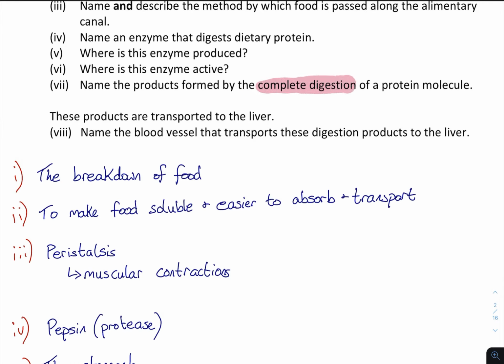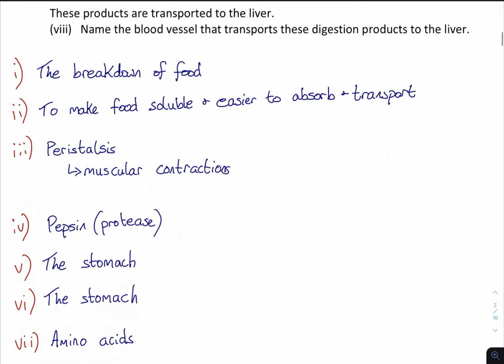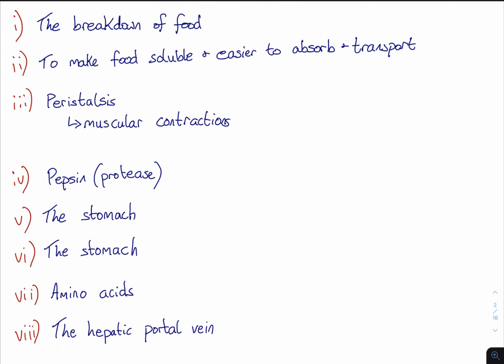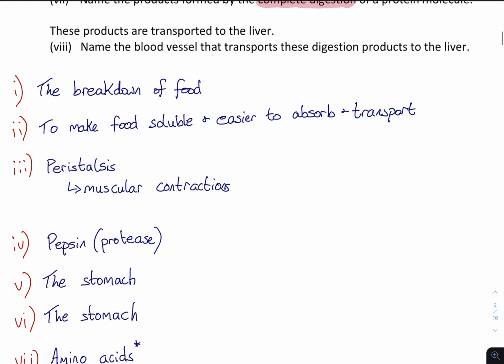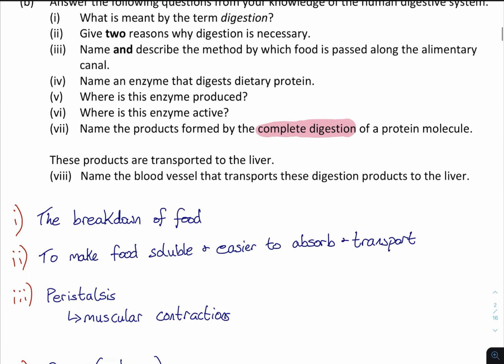Okay, so important. A lot of students went down the road of peptides because that comes next, but it said the complete digestion. So therefore, the only acceptable answer, and you'll know that's the case because there'll be a little asterisk at the top of it, like this, is amino acids. Okay, so that's the only answer you could have said. So just be careful, read the full question there.